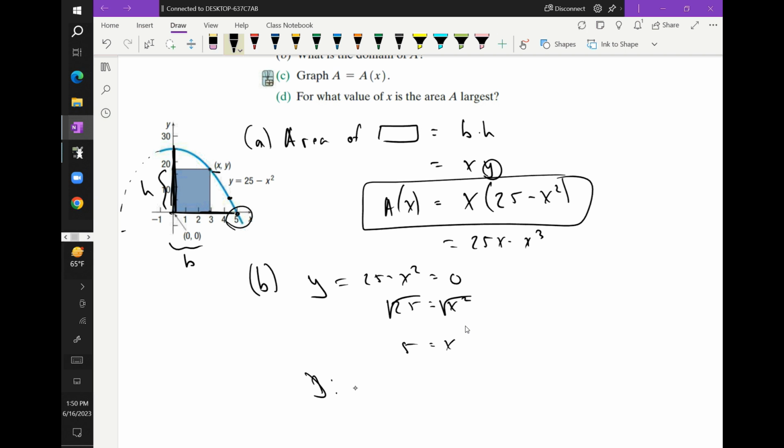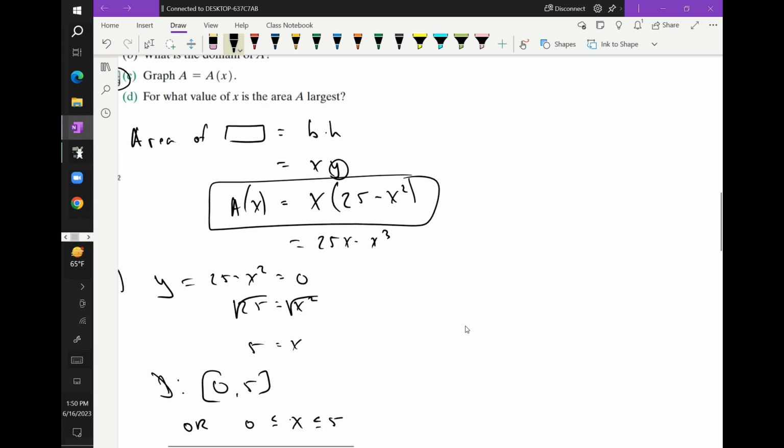So what we have then, our domain is going to be between 0 and 5. So we can say 0 to 5 this way, or we could have said x is between 0 and 5: 0 is less than or equal to x, which is less than or equal to 5. Letter C then asks us to graph area, which is A of x. Notice we got this icon up here, so we're not asked to graph this 25x minus x cubed just on our own. We're going to be asked to do that with a graphing calculator.